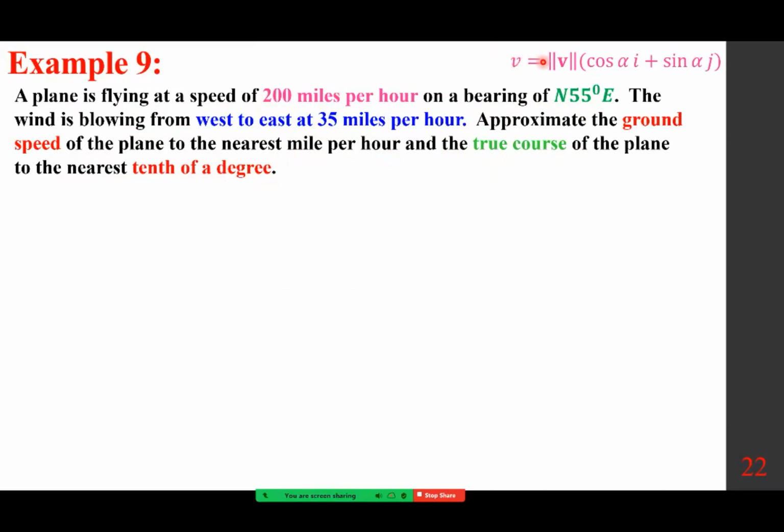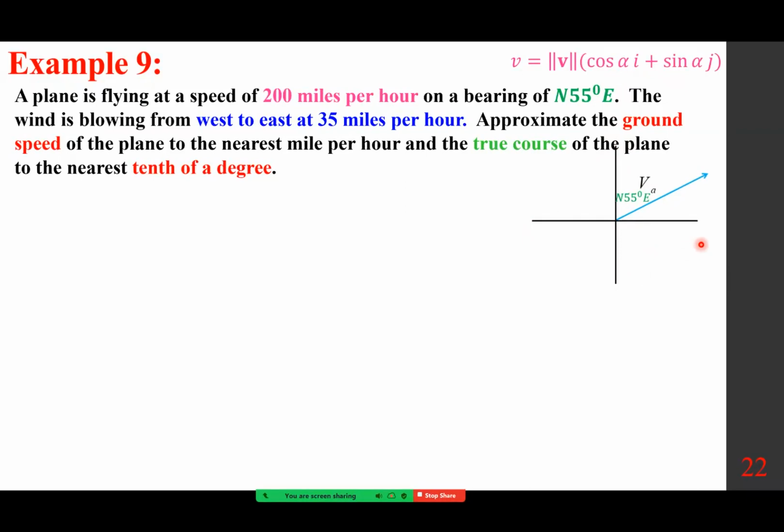And reminding everyone that any vector, including the velocity vector, is the product of its modulus or magnitude times cosine alpha i plus sine alpha j. So anytime you have an application, you have to set up the drawing as follows. So we have this grid, which really represents the north, south, west, east.